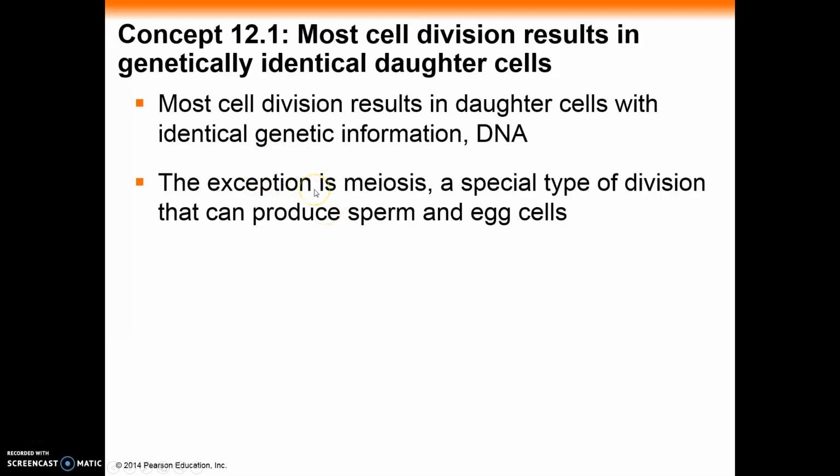There is an exception to this, and that is in the process that we call meiosis. And this is a special type of cell division that is only used to produce sperm and egg cells. And we'll cover that in the next chapter.